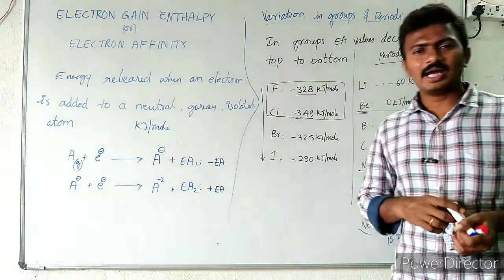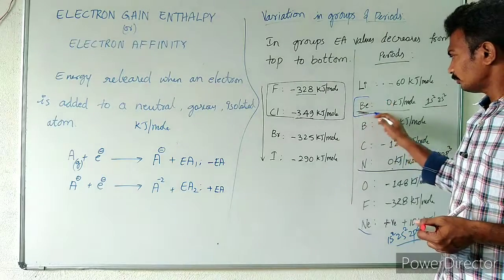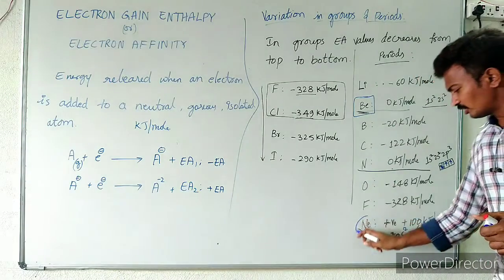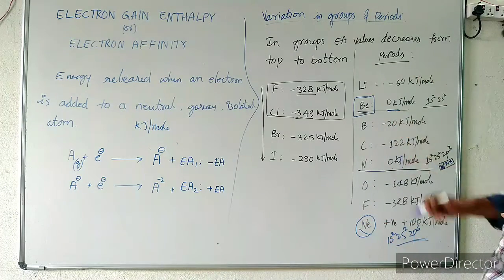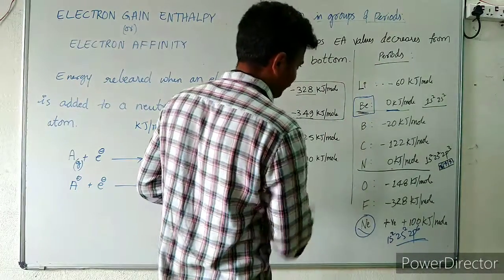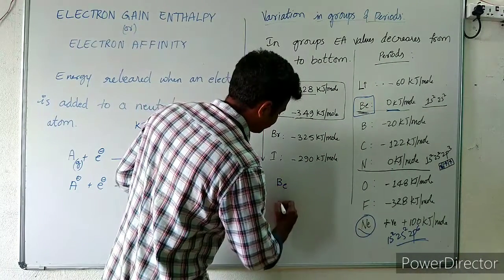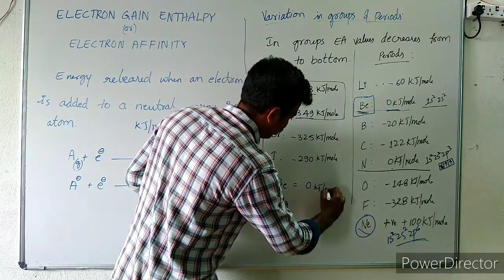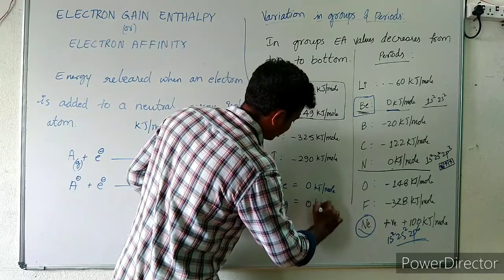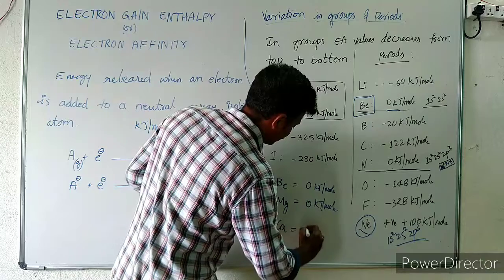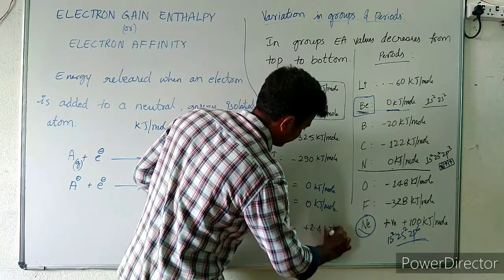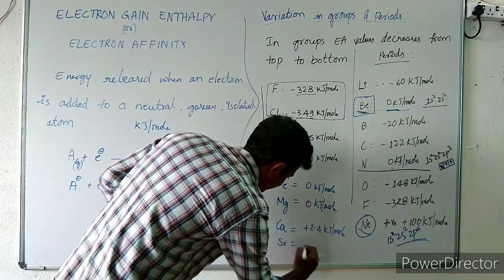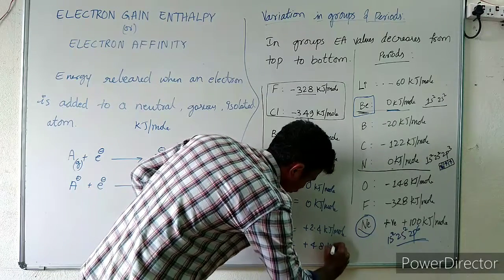So here you will be asked why the alkaline earth metals and zero group elements show positive values. If you look at the other alkaline earth metals, beryllium, magnesium, calcium: beryllium 0 kilojoules per mole, boron also 0 kilojoules per mole, and calcium is plus 2.4 kilojoules per mole, and strontium is plus 4.8 kilojoules per mole.